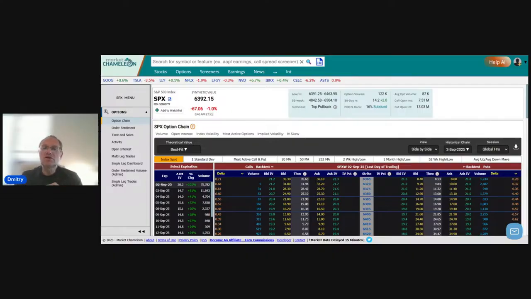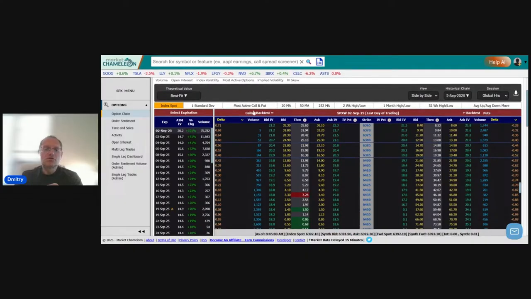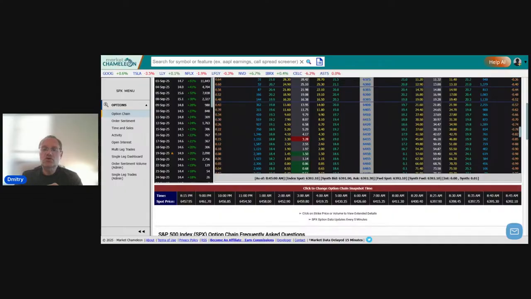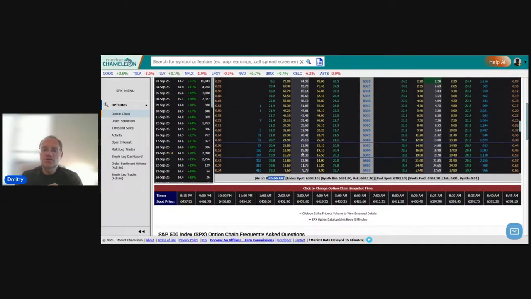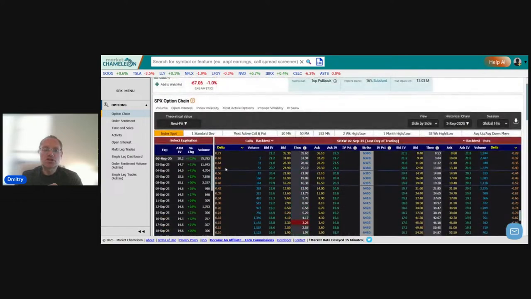And as you can see, there are lots of options trading in pre-market hours. This is before the market opens, so you can see as of 8:45 a.m., there are options trading in all these different expirations and lots of different strikes.